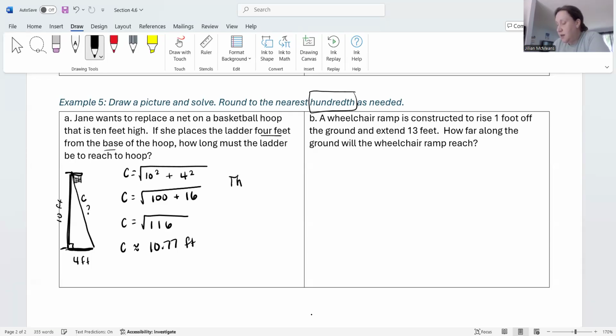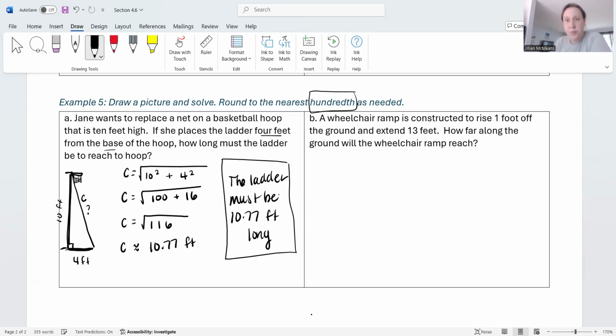So we would say something like the ladder must be 10.77 feet long. And that would make it long enough to reach the hoop. Okay?